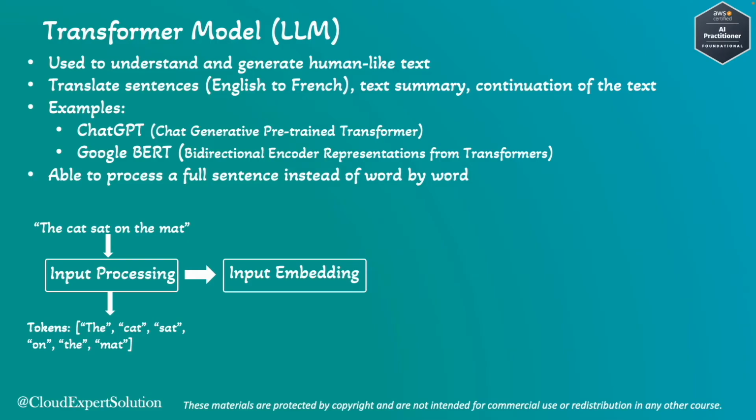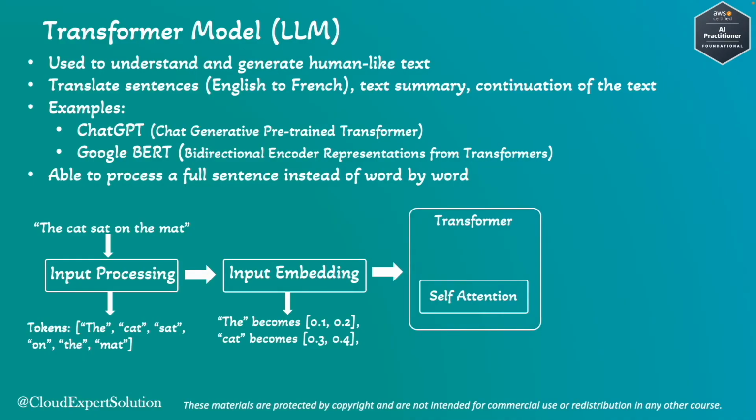The next step is input embedding. Each token will be converted into a numerical representation, or vector, that will capture the meaning. Now let's assume that cat will become 0.1 and 0.2. These are just numerical representations if we want to represent them in a two-dimensional graph. However, the input embedding will be multi-dimensional, but as I mentioned, I am trying to explain with the help of a simple example. After the input embedding, the next step is self-attention, or the attention mechanism.